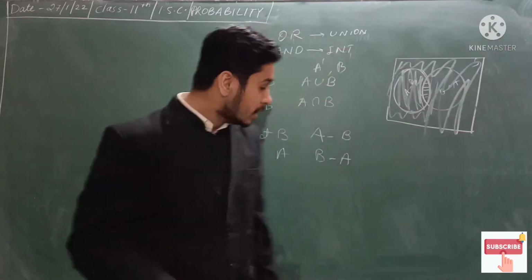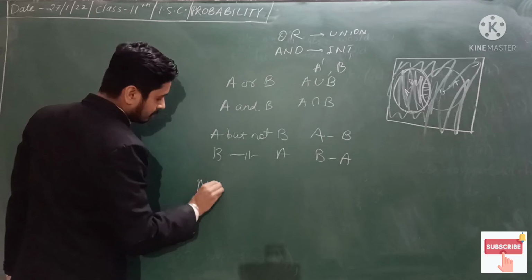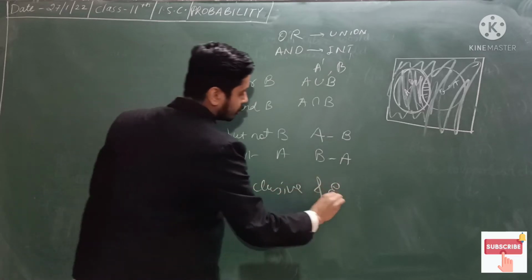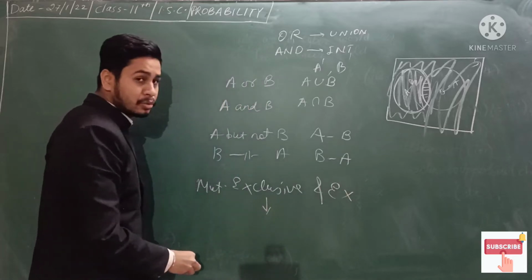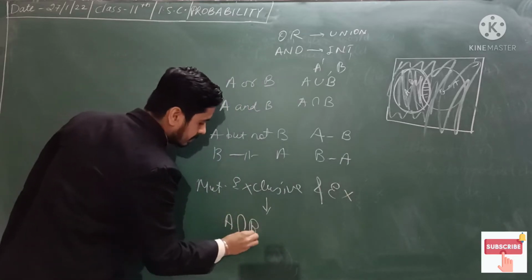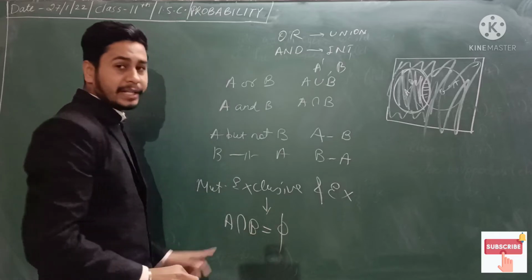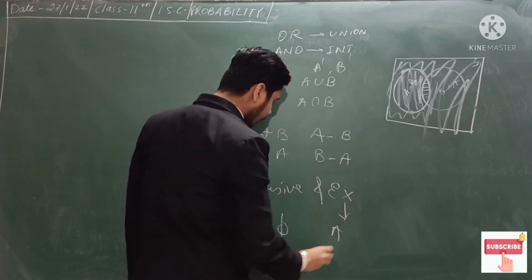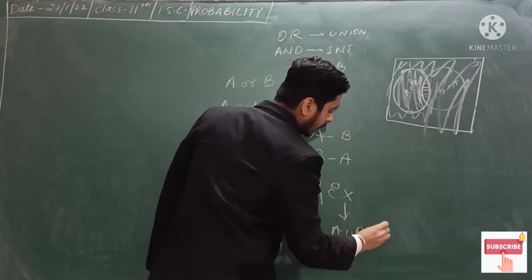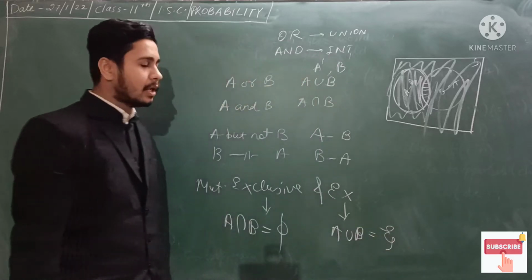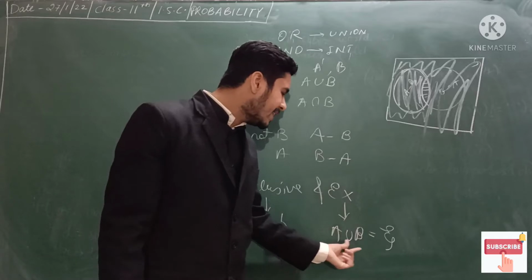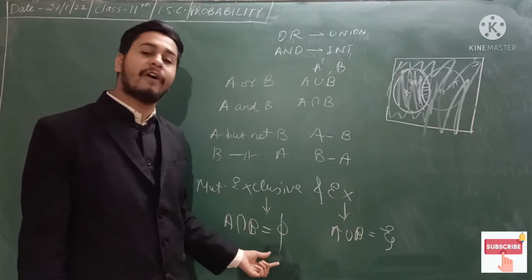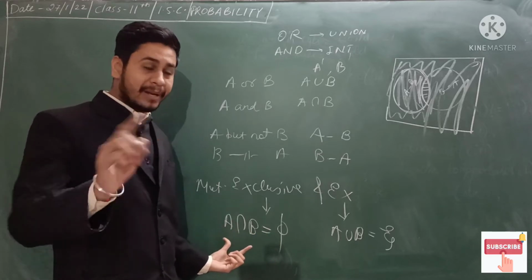Then we have seen mutually exclusive and exhaustive events. What do you mean by exclusive? If A intersection B is equal to phi, then this is mutually exclusive. And what do you mean by exhaustive? If A union B is the whole universal set. So exhaustive is when the union is the whole set, and exclusive is when the intersection is phi. That means there is no similarity in this.